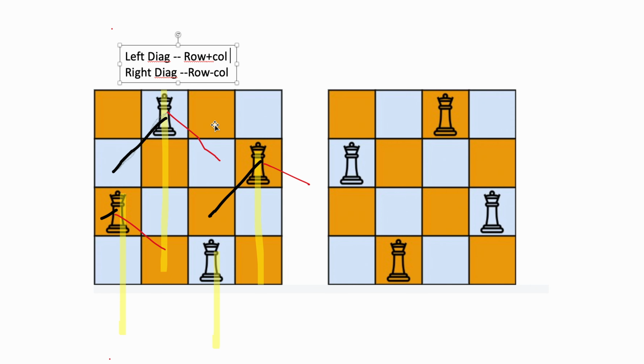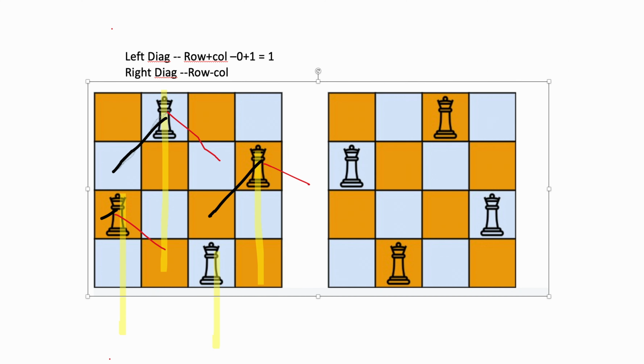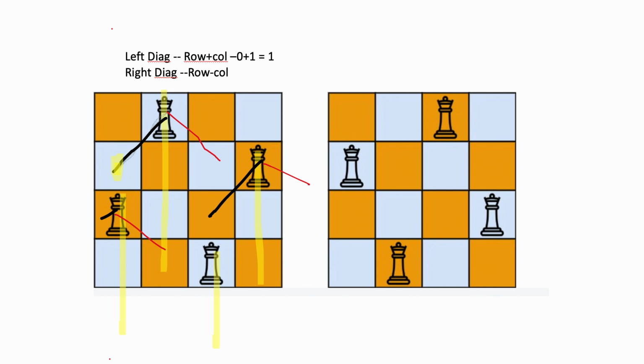So let's explain with my first queen's position. My first queen is present at row 0 and column 1. So all of the queen's left diagonal elements will also have a sum equal to 0 plus 1, which is 1. So the queen's left diagonal element is this one, and it is present at row 1 and column 0, which makes the sum 1 plus 0 equal to 1.